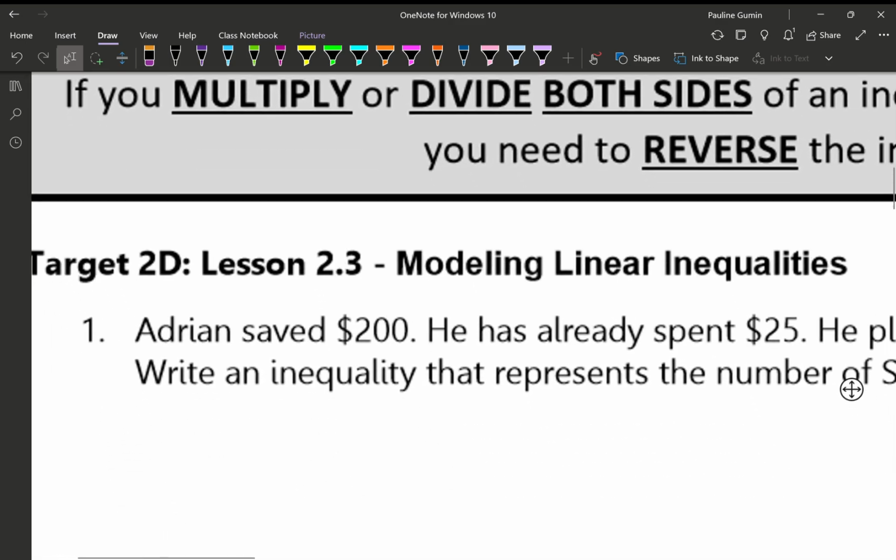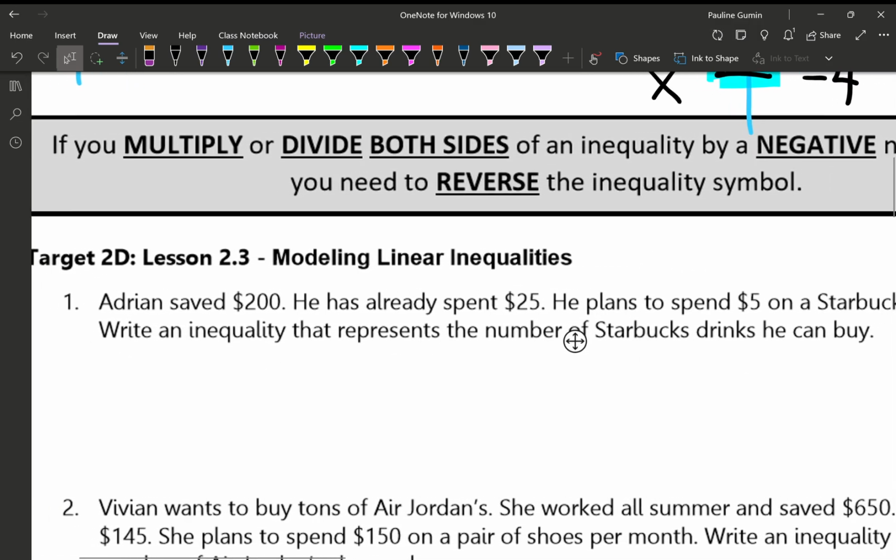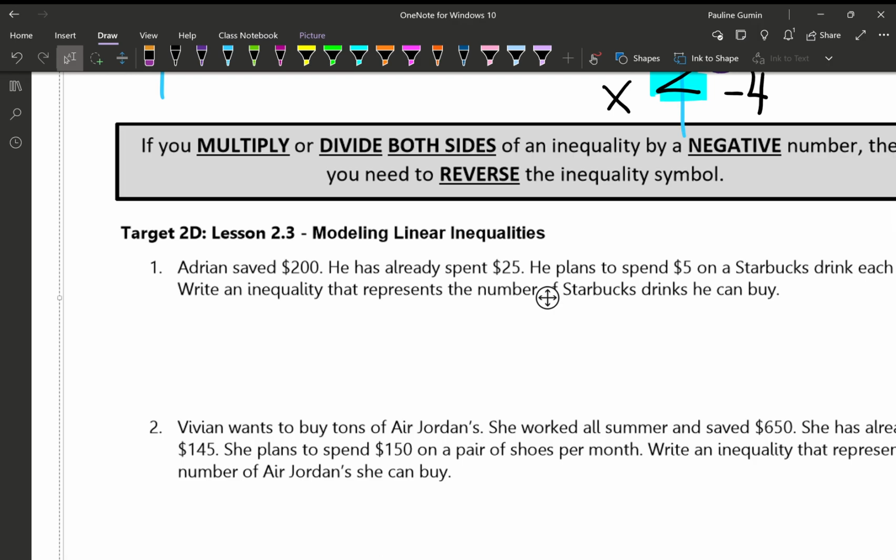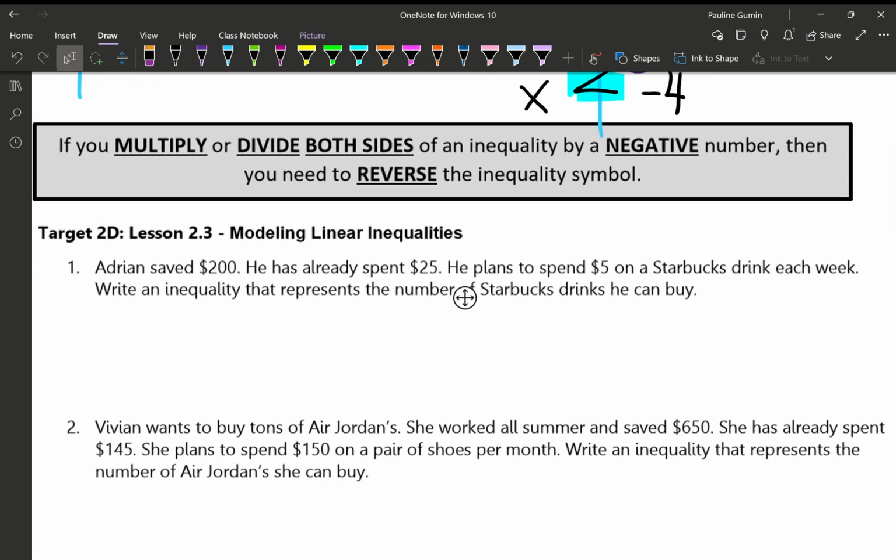Okay, next. What I'd like to do in these two problems is just write an inequality modeling these problems. So we're not going to solve it, we're just going to write it. Adrian has $200 saved, and he already spent $25. He plans to spend $5 on a Starbucks drink every week. Let's write an inequality. All right. Well, Adrian starts off with $200. Can he spend more than that? No. So whatever we write must be less than 200. Less than. Can he spend exactly $200? Why not? Or equal to.